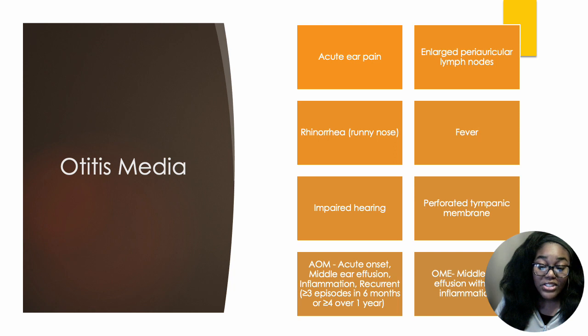Clinical manifestations include your ear pain. You may see fever, enlarged lymph nodes in your periocular areas. You may see rhinorrhea, which is a runny nose. You may see a perforated tympanic membrane, impaired hearing. Otitis media with effusion is more associated with inflammation, whereas with acute otitis media, you'll see recurrent episodes with inflammation, greater than 3 episodes in 6 months or greater than 4 episodes in 1 year.